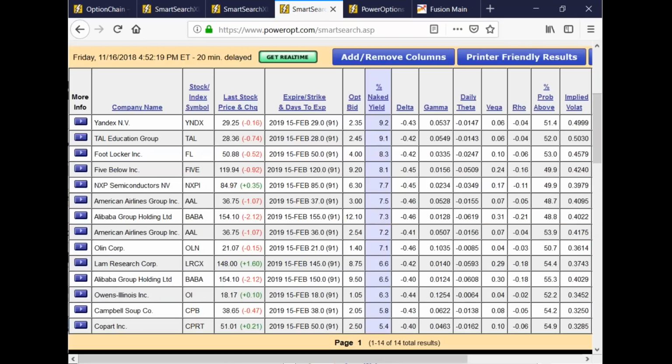take it up to, we double it. We take it up to 14. That's reasonable. 29.25, 29 put. 28.36, 28. These are all there. What's the deepest one out of the money? Oh, this one. 154 on Alibaba, selling the February 150 for 950, 6.5% yield for 3 months.